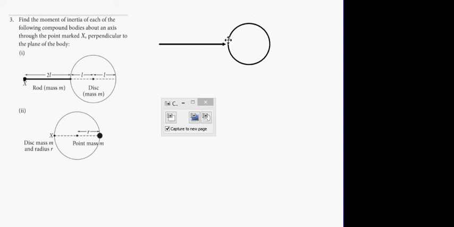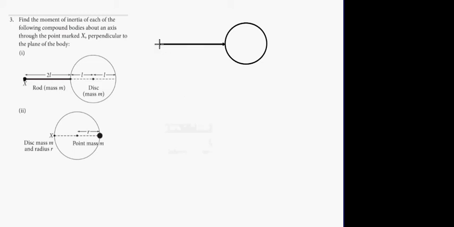If I was to draw this here, what's happening is it's going to rotate downwards, and you end up with it rotating basically this way. So that's the rotation we're looking at, and that's through the point X. Okay, so it's rotating this way. Now, find the moment of inertia of each of the following compound bodies about an axis through the point marked X perpendicular to the plane.